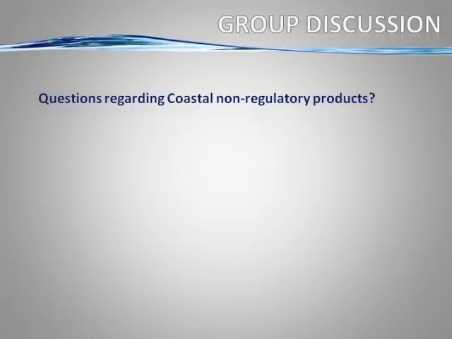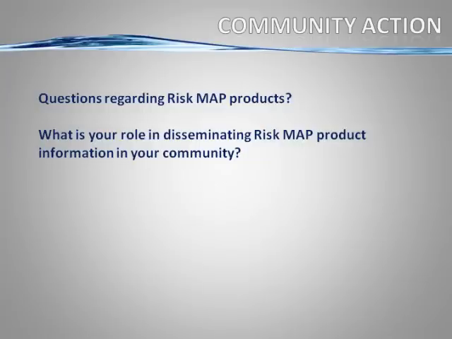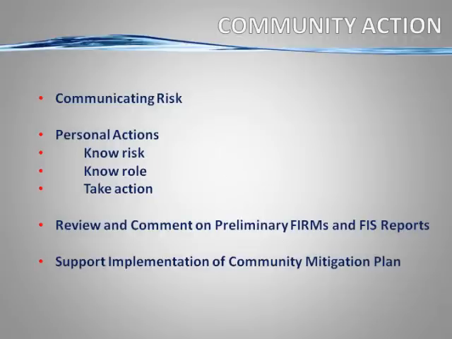So what's the community action? Just to wrap this up, you want to communicate the risk, obviously. Personal actions: know your risk, know your role, and take action. It's kind of the saying for Risk MAP, what we're trying to convey. And review and comment on preliminary maps and the flood insurance study report. That's going to be imperative because once these maps are adopted, they're adopted. And you want to support implementation of community mitigation plans. Community mitigation plans are extremely important, especially if you're in CRS, things like that.